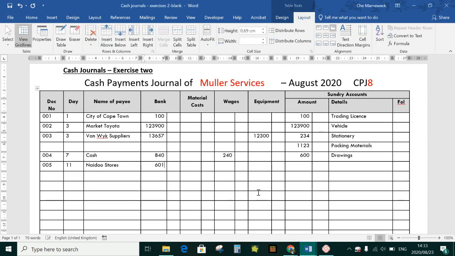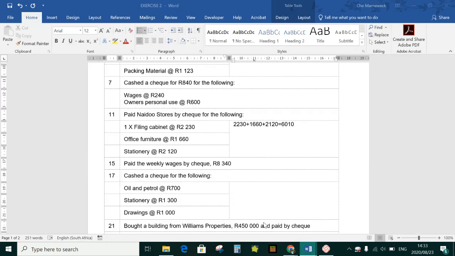6,010. This is the total value that we paid to Naidu stores. Of that, we have 2,230 Rand for filing cabinets and office furniture for 1,660. Any kind of equipment or office furniture, cabinets, that kind of stuff is recorded as equipment. So we're going to want to add those first two values together.